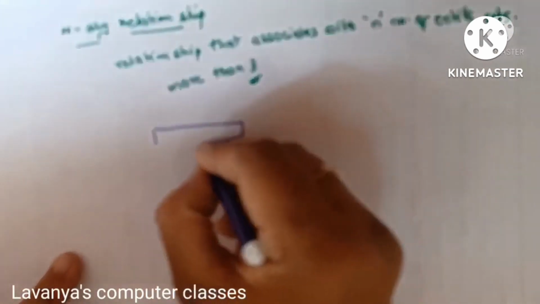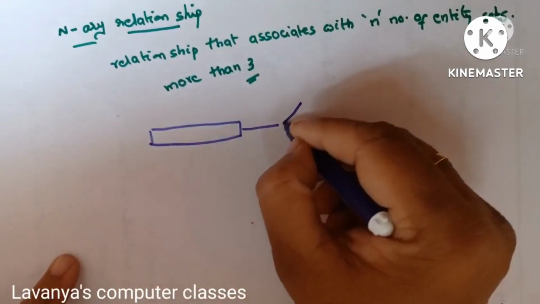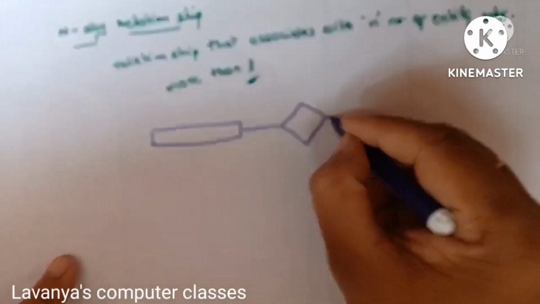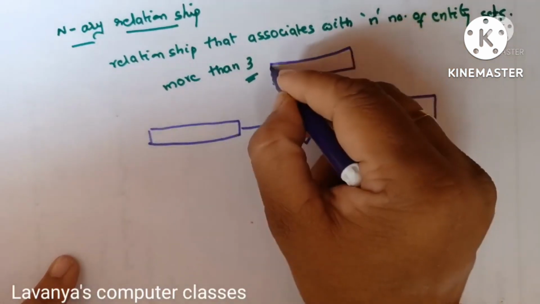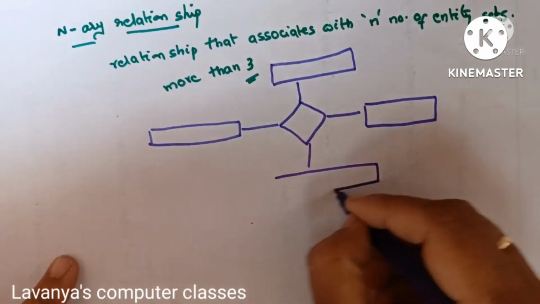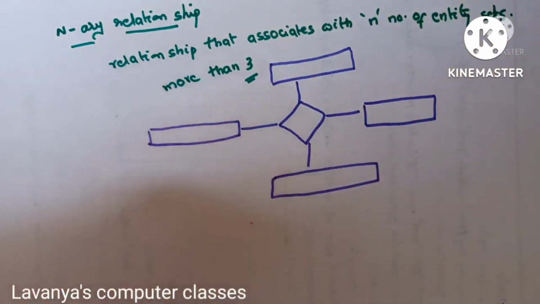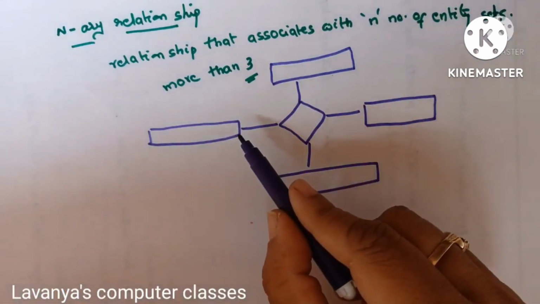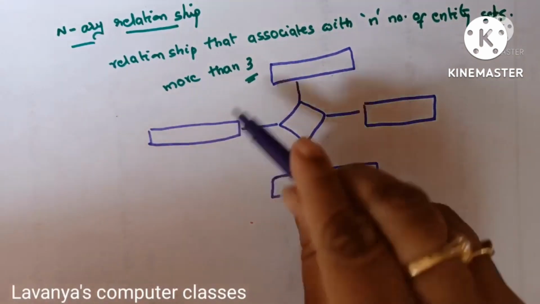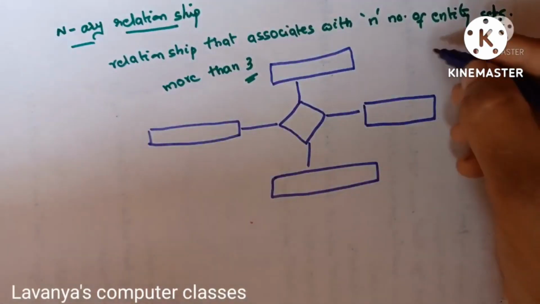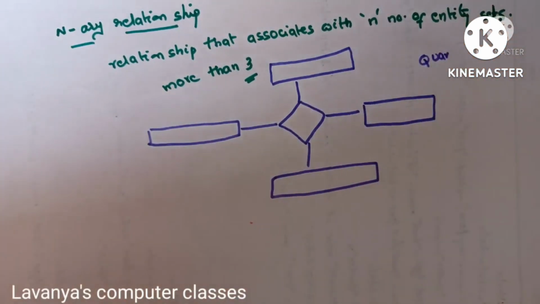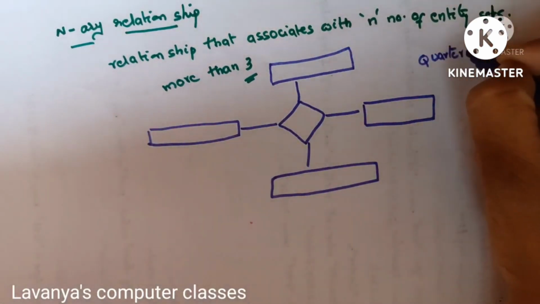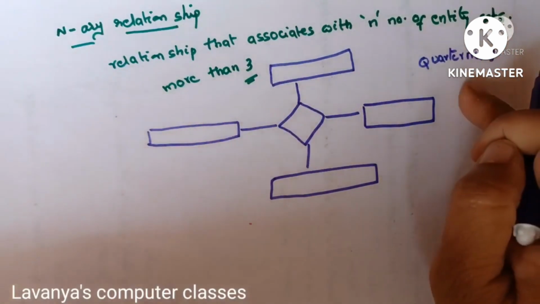So the diagrammatic representation: I will take n equal to 4. So first entity set, this is the relationship, second entity set, third entity set, then 4 entity sets. So in this example, I took 4 entity sets with one relationship. So this is called n equal to 4. This is also known as a quaternary relationship, because quarter means 4. A quaternary relationship means 4 entity sets participated in this relationship.